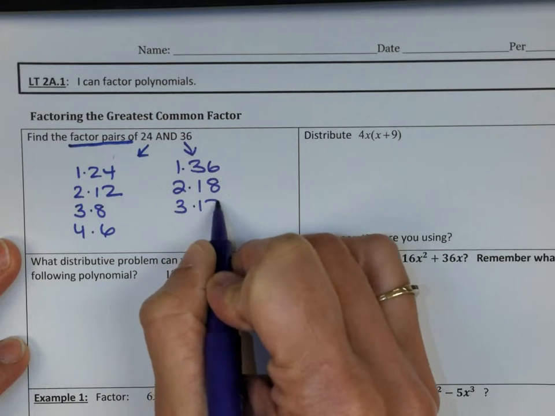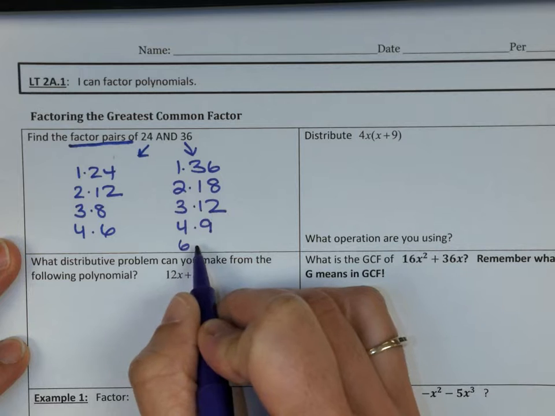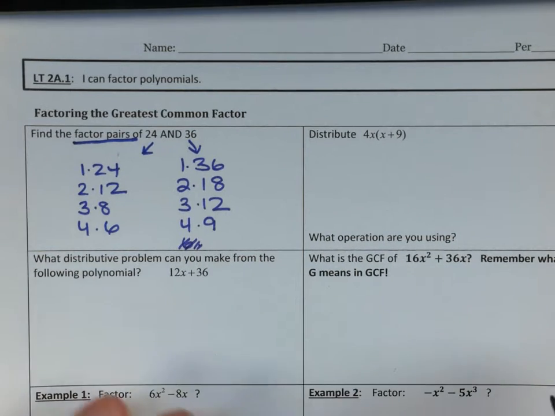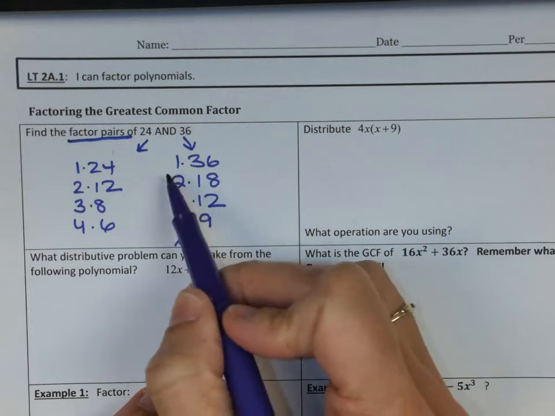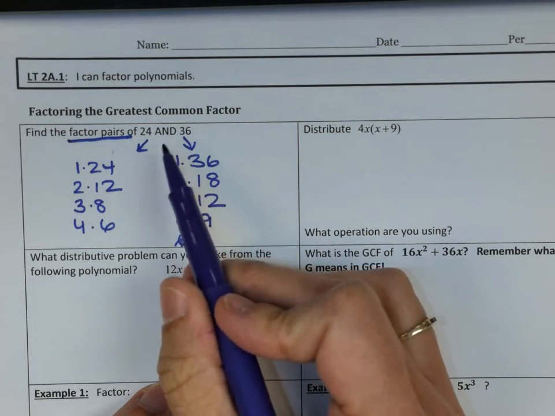18, 3 times 12, 4 times 9, 5, nope, 5 doesn't work, 6 times, nope, 6 doesn't work either. 7, 8, we're back to 9. So those are our factor pairs. So these are the numbers we multiply together to get 36 and 24.